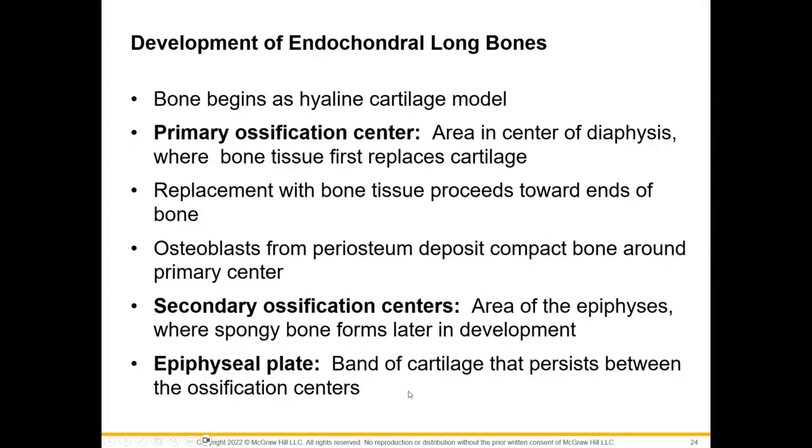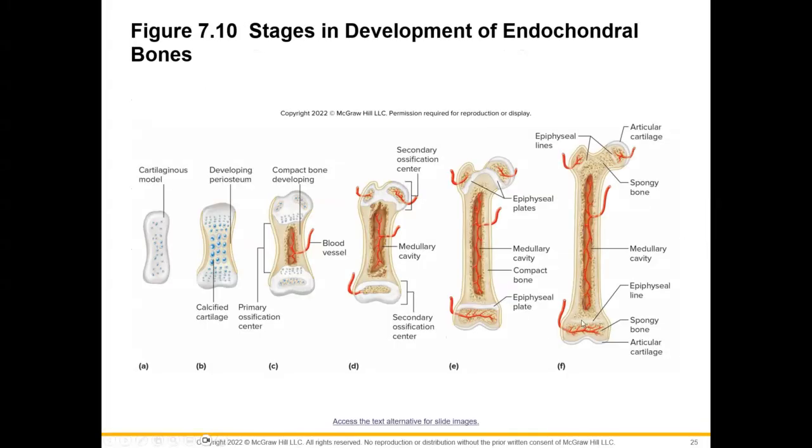And then the epiphyseal plates, that's the band of cartilage that will continue between the ossification centers. And you usually will see that band at the very end. So as we see this formation here, these epiphyseal lines will stay there where originally we had an epiphyseal plate. We often know a person has stopped growing once the epiphyseal line is seen, or the epiphyseal plate no longer is developing new bone and therefore lengthening the bone.